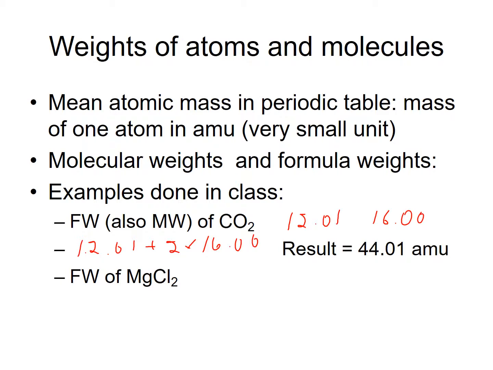So for magnesium chloride, there aren't molecules of magnesium chloride, but I'm talking about the weight of one formula unit, one magnesium atom, two chlorine atoms. And so I call that the formula weight. I look in the periodic table, and I won't demonstrate this for you, but you can do it yourself. Add the mass of one magnesium atom to the mass of two chlorine atoms, and I get a result of 95.21 atomic mass units.